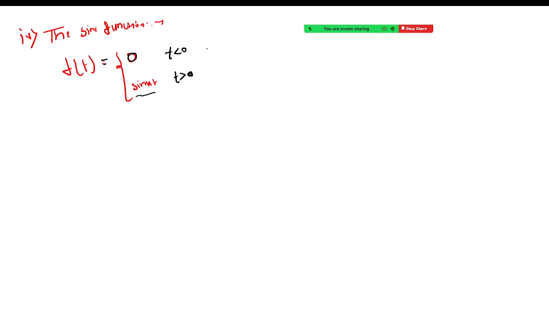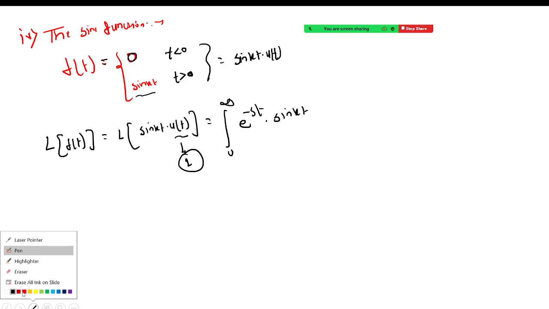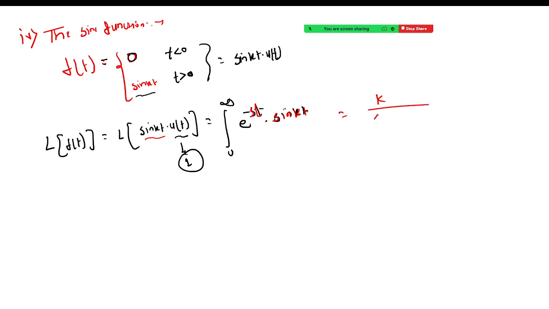Now, I can write these things as sine kt into ut. So if I want to write Laplace of ft, this is equal to Laplace of sine kt into ut. So can I write that as the integral from 0 to infinity of e to the power minus st into sine kt, because ut is only 1. If you multiply anything with 1, that will give you the same magnitude. Fine. Now, how can I do this calculation? Which kind of formula will I be using over here? So again, what is this? Laplace of these things, so directly can I write that it is k upon s square plus k square, right? That is the same thing.